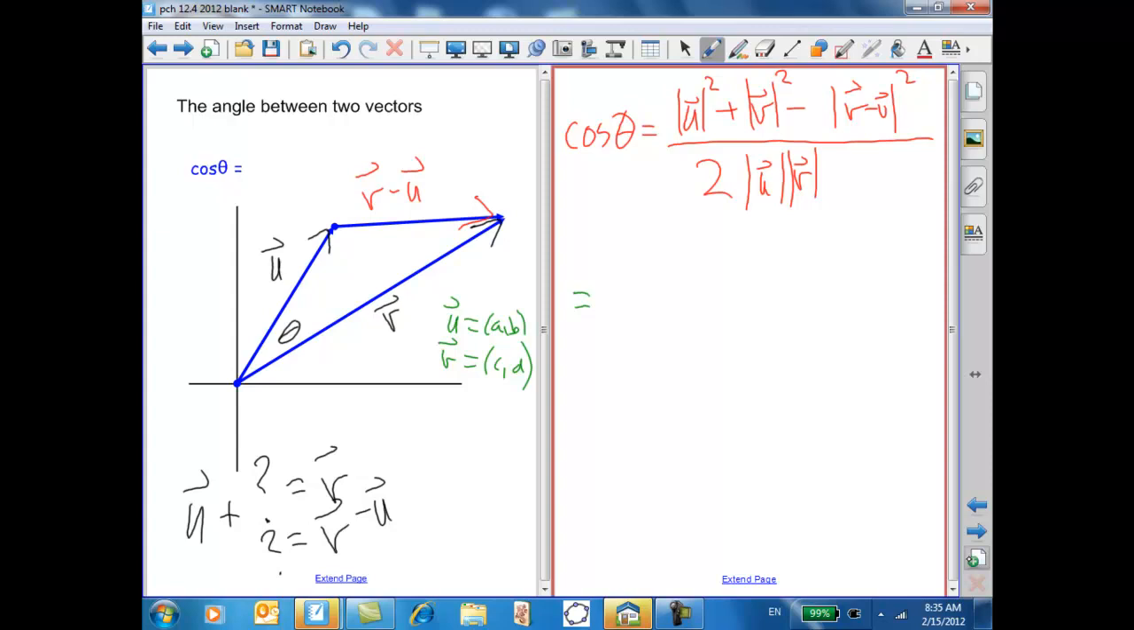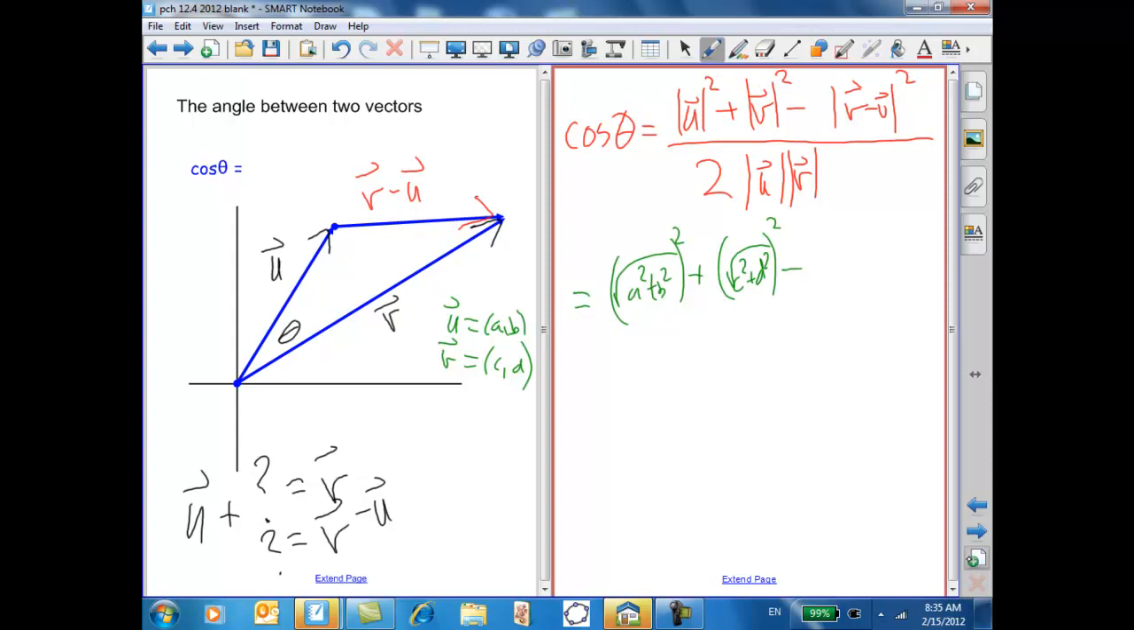Magnitude of u squared. Well, magnitude of u is the square root of a squared plus b squared, and you're just going to square it, so it's going to cancel out nicely. Magnitude of v is the square root of c squared plus d squared, and that's going to square out nicely. Right?